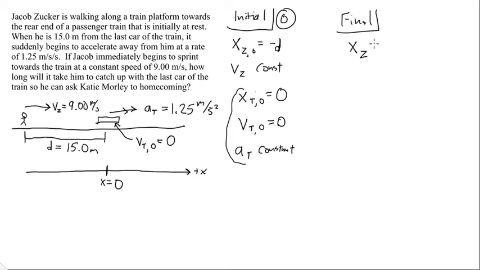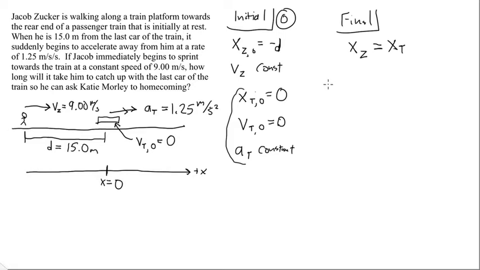The condition that has to be satisfied is that Zucker has to be at the same point as the last car of the train, which means their x-coordinates have to be the same. When two things have to be in the same place, then they have to have the same coordinates. That's kind of obvious when you think about it, but it's one of these things that's very obvious once you know it, but hard until then.